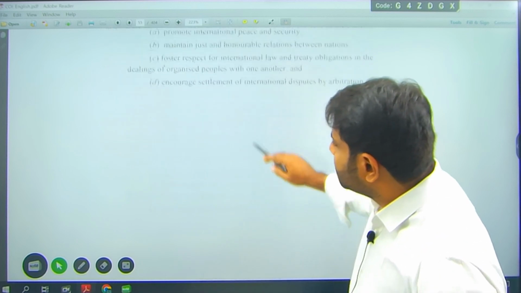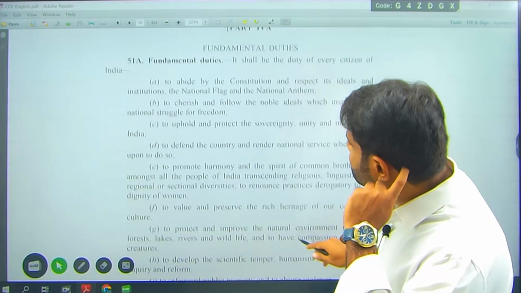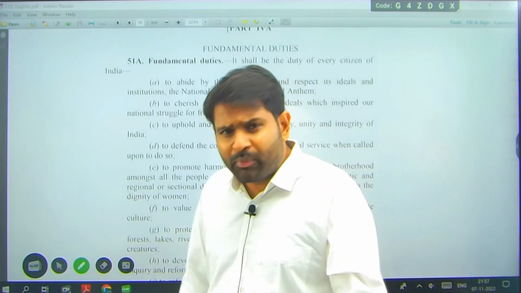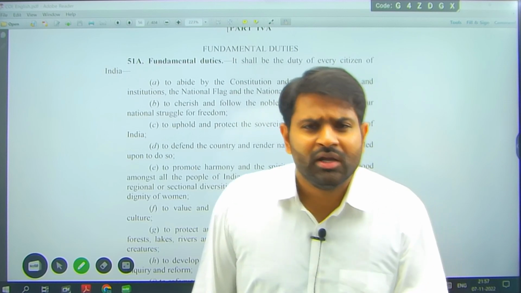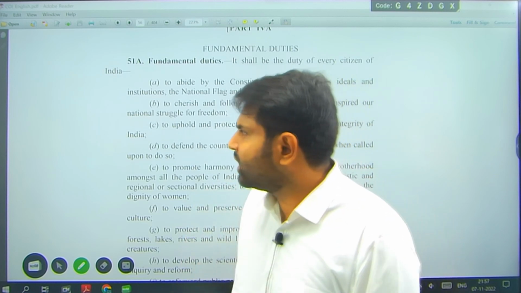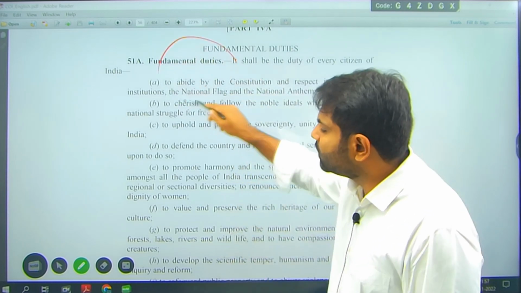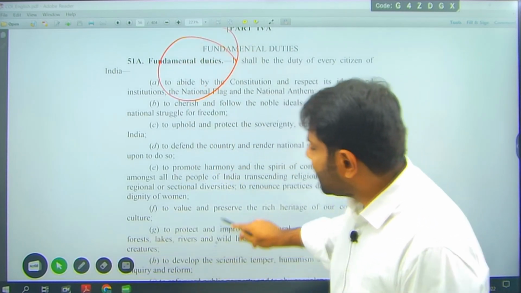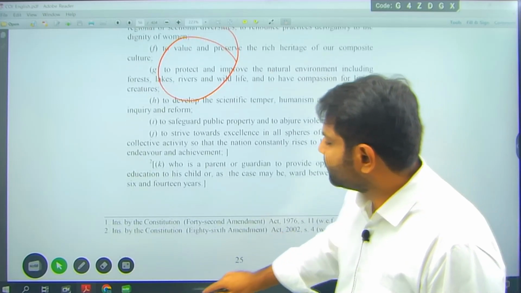Then Indira Gandhi brought fundamental duties. Why do people have only rights? Why don't they have duties? A person with rights without duties is irresponsible. Let us give them duties. We are giving them duties. These are called fundamental duties. We have 11 duties. The last one, the K, was added later.